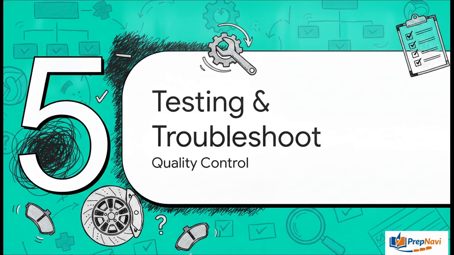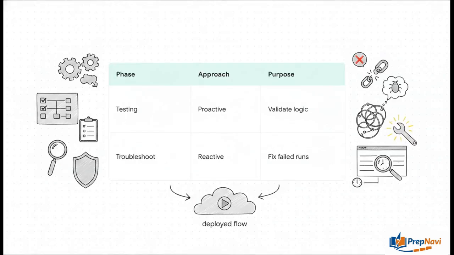Finally, we hit Section 5, Testing and Troubleshooting Flows. This is our critical quality control phase. Because let's face it, building a flow is really only half the battle. You must understand the fundamental difference between these two phases. Testing is proactive. You are validating your logic and running test data before you ever deploy into a live environment. Troubleshooting, on the other hand, is reactive. That's when you're digging into the run history and reading error codes to fix a deployed flow that has already failed. The exam is going to test your ability to effectively execute both of these disciplines.